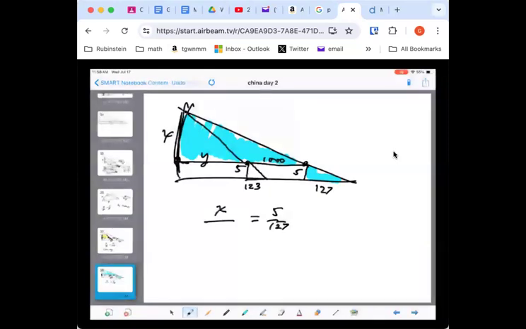And what should go in the denominator of the fraction on the left? Not y though, because we're getting there. It's 1,000 plus y, because it's the full distance. So I'll write y plus 1,000. And now when I cross multiply, I get 127x equals 5y plus 5,000.